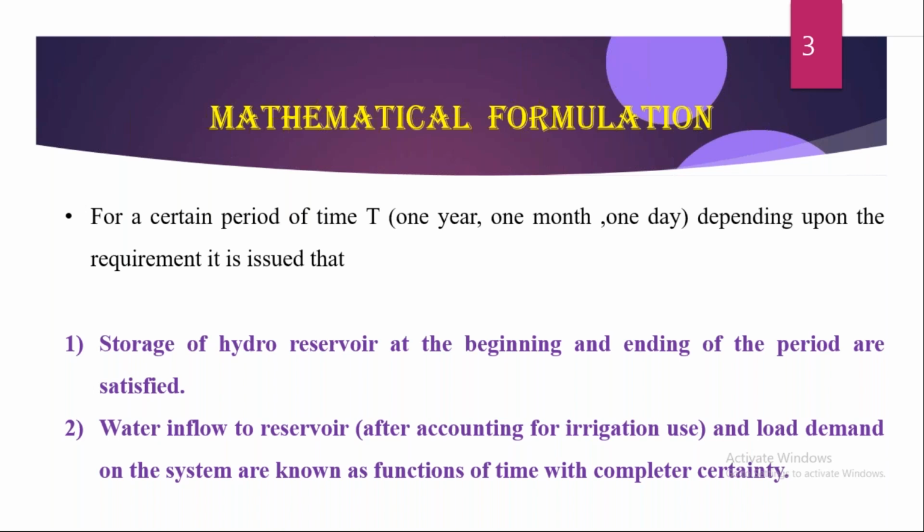Now, while scheduling this hydrothermal plant, it should depend on different constraints. So it requires different constraints that were shown here. The first one is that the storage of the hydro reservoir at the beginning and ending of the period are satisfied. So every reservoir has its maximum capacity, right? So that capacity decides how much generation should be generated.